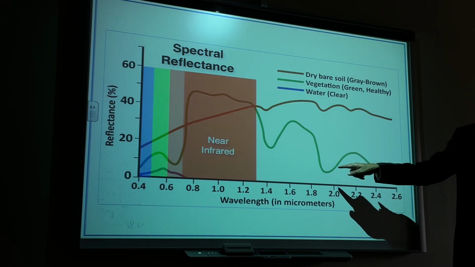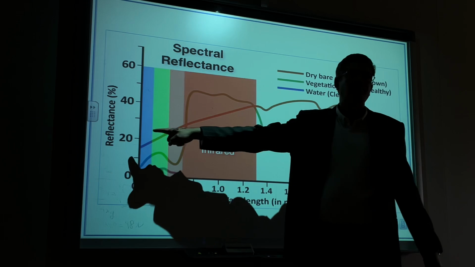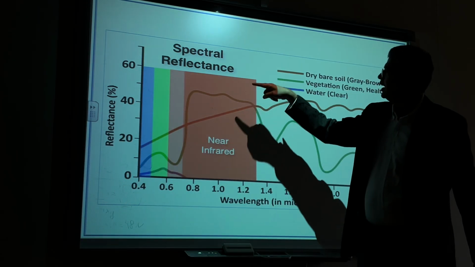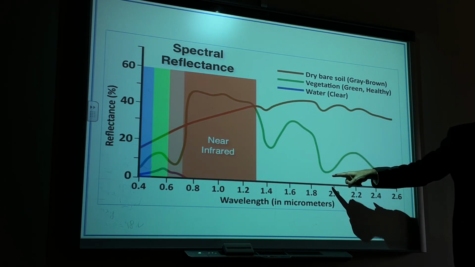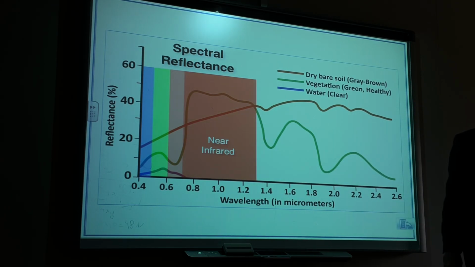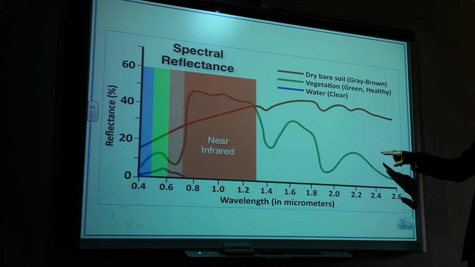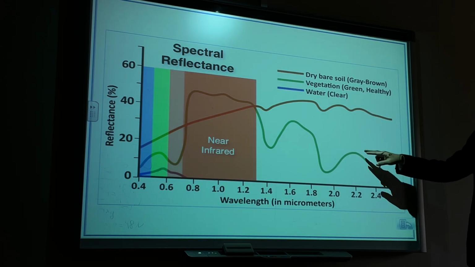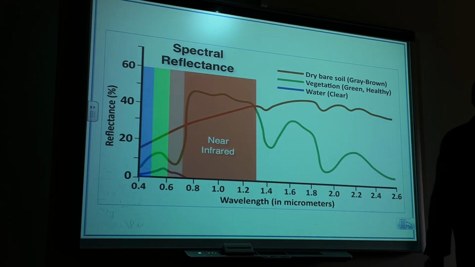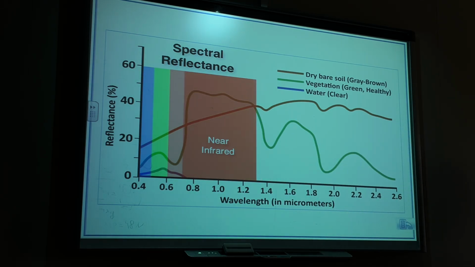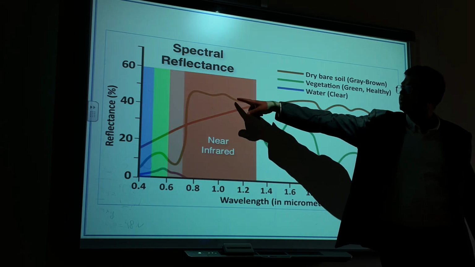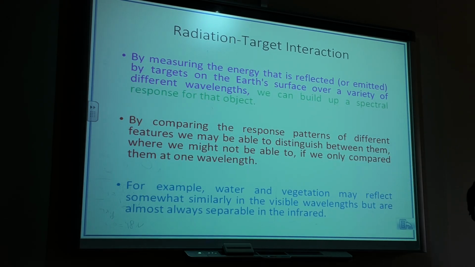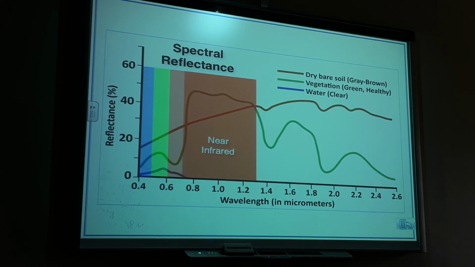And what is this line indicating? It is showing the percentage of reflection. If the line is high, it means more reflection. If it is below, then it is showing more absorption or low reflection. Now this green line, if you see, this is for vegetation. Where do you see the maximum reflection for vegetation? Yes, in the near infrared, you see the maximum reflection for the vegetation.